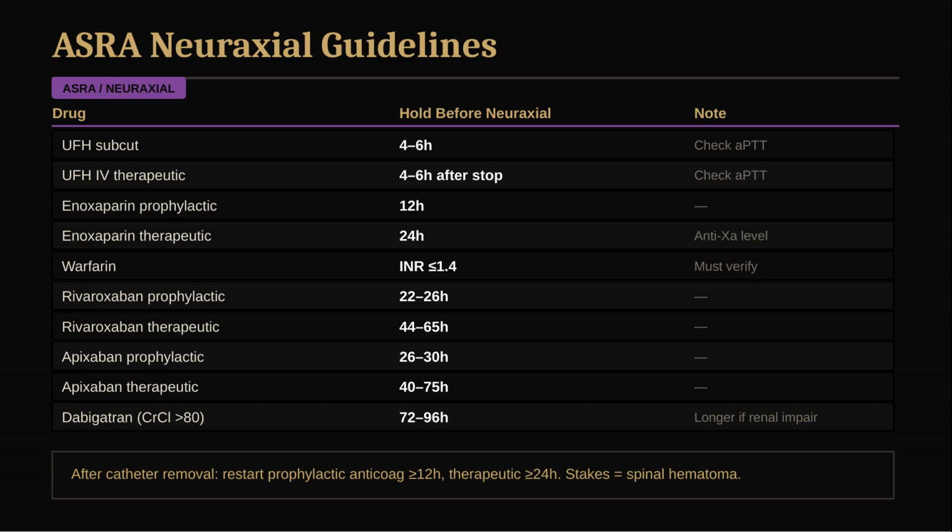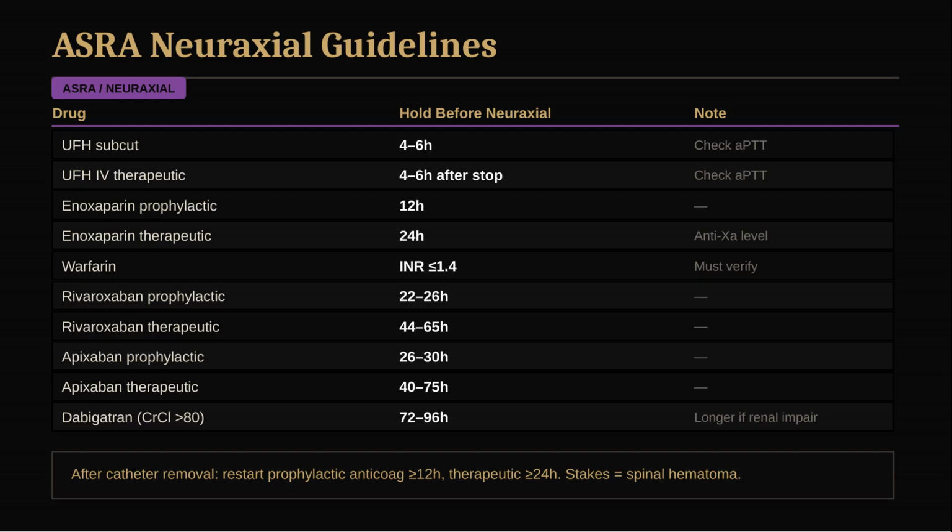Rivaroxaban prophylactic, 22 to 26 hours. Rivaroxaban therapeutic, 44 to 65 hours. Apixaban prophylactic, 26 to 30 hours. Apixaban therapeutic, 40 to 75 hours. Dabigatran, 72 to 96 hours for CrCl above 80.